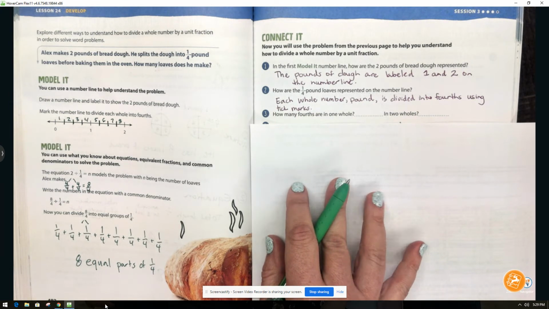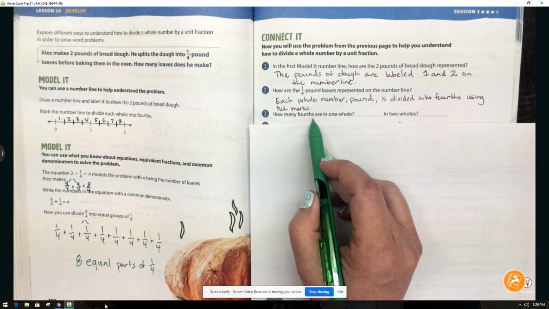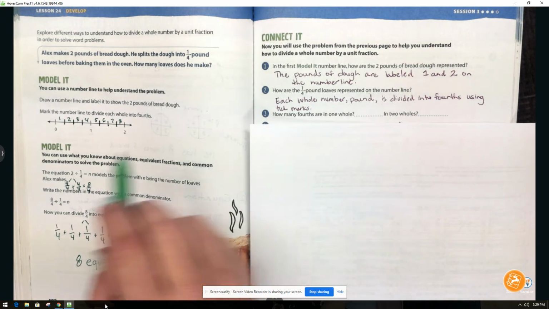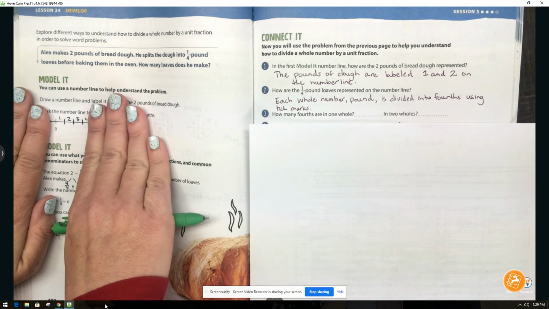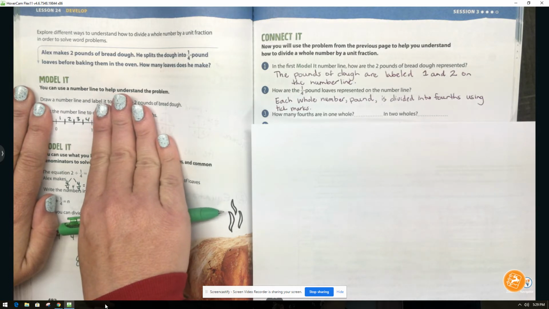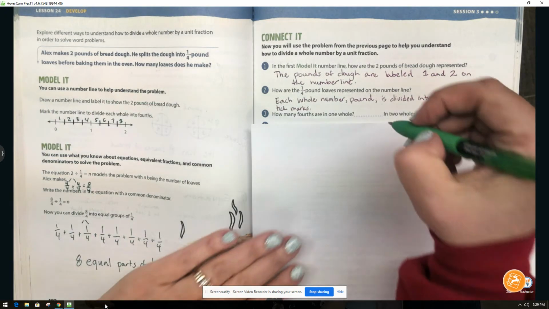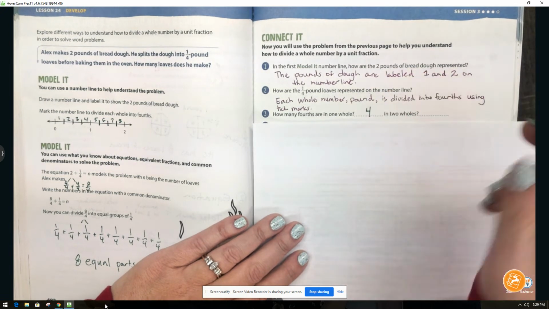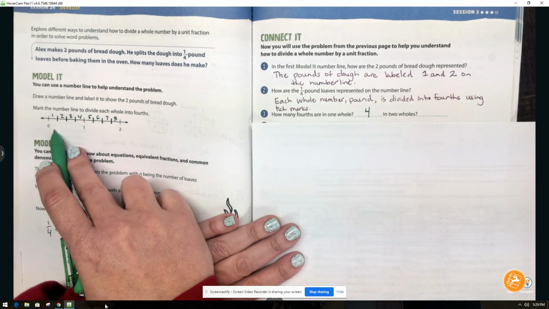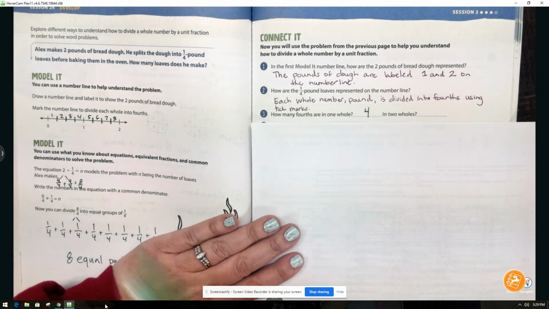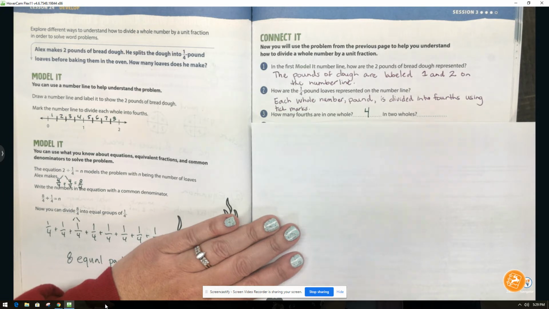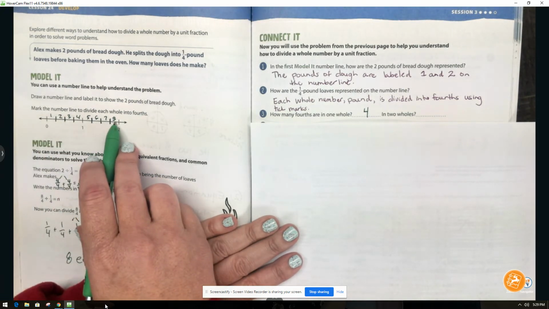Number 3 then says, how many fourths are in one whole? So if we're just looking at one whole, how many fourths are in one whole? Well, it's a good thing we wrote those numbers earlier on. That's right, there are 4 fourths in one whole. So if there's 4 fourths in one whole, how many wholes are there in 2 wholes? And how many fourths are there in 2 wholes? Well, we know that there are 8.